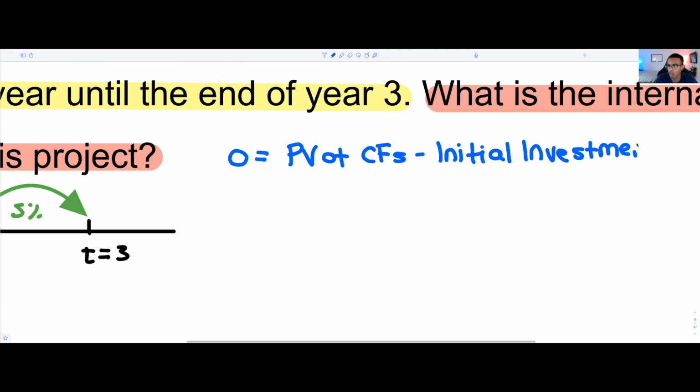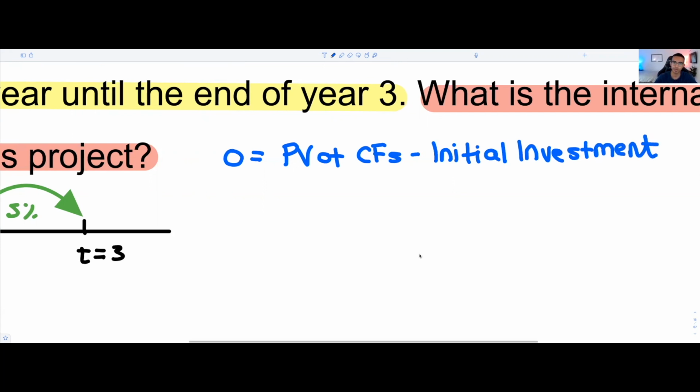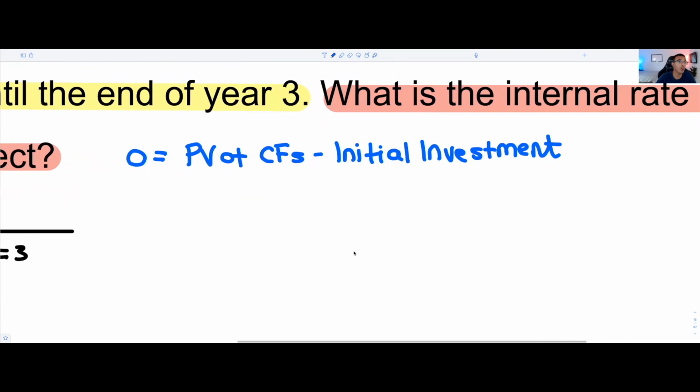So something like this. And because we know that our payments are growing by a specific amount for a specific amount of time, we know we're going to be dealing with a growing annuity. So we're going to do present value of growing annuity minus CF0.